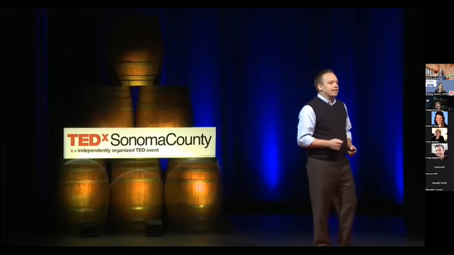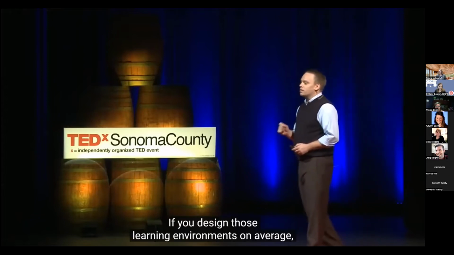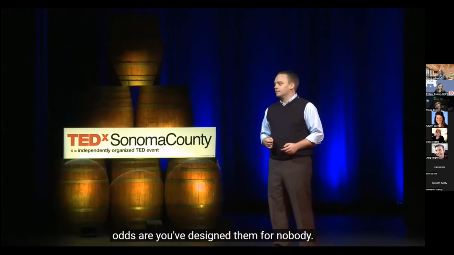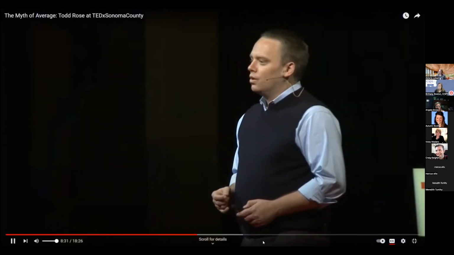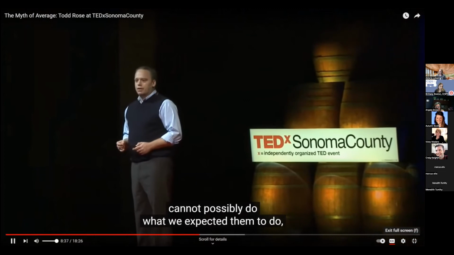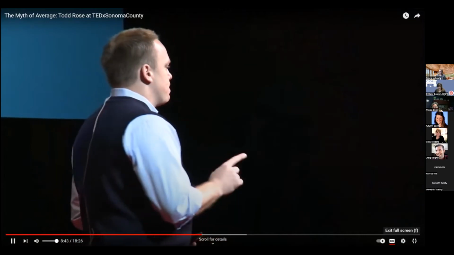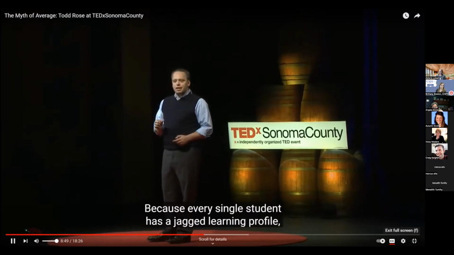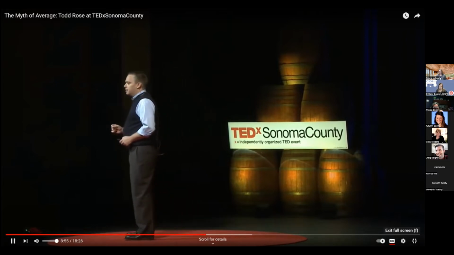But if the fighter pilot example has taught us anything, it's this. If you design those learning environments on average, odds are you've designed them for nobody. So no wonder we have a problem. We've created learning environments that, because they are designed on average, cannot possibly do what we expected them to do, which is nurture individual potential. But think about what that really costs us. Because every single student has a jagged learning profile, it means that the average hurts everyone, even our best and brightest.